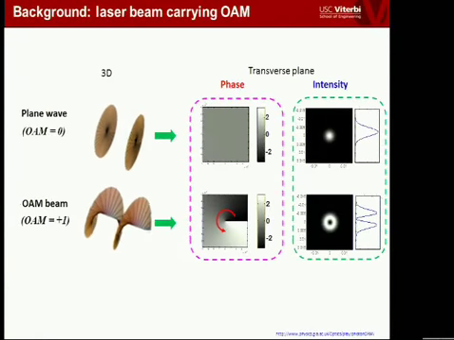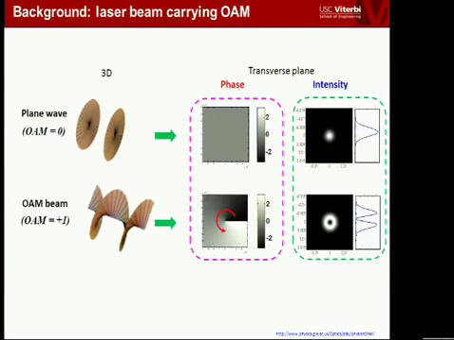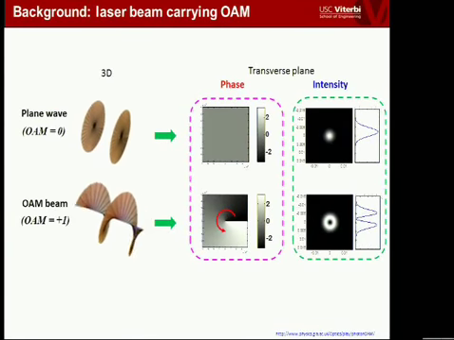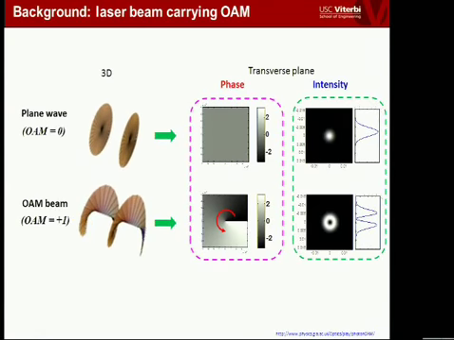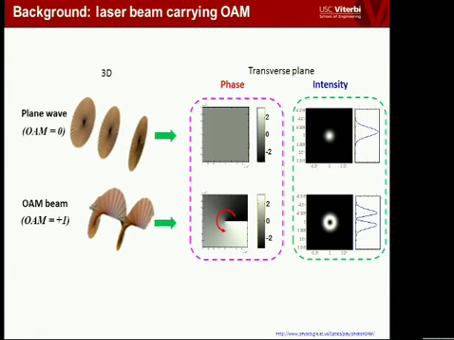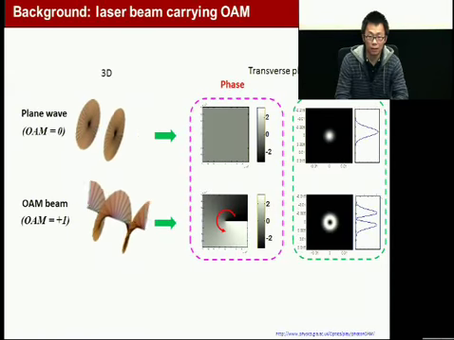So here shows the concept of OAM. Normally we use the phase and the intensity to characterize a laser beam. For a conventional Gaussian beam, it has a flat phase front and a Gaussian distributed intensity. Well, for an OAM beam, it has a helical phase front and a ring-shaped intensity.